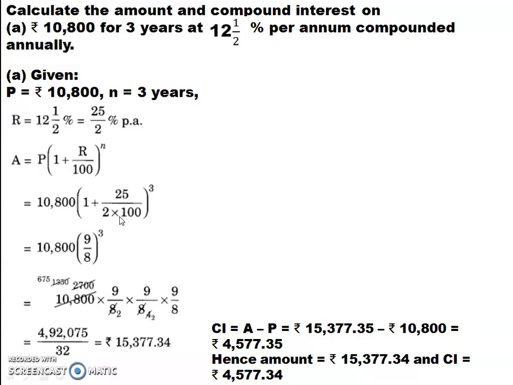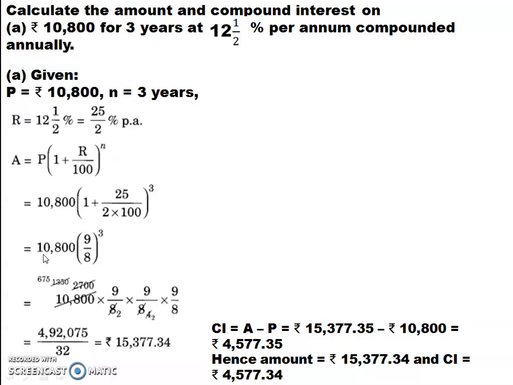2 comes in the denominator. 25 by 2, so it is 25 by 200. I can cancel it as 1 by 8. Now 1 plus 1 by 8 is 9 by 8. Here the period is 3.